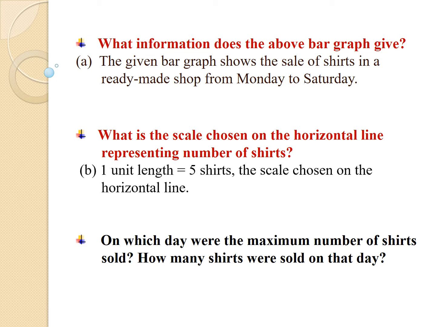Question C. On which day were the maximum number of shirts sold? How many shirts were sold on that day? The bar of Saturday is the tallest. So on Saturday, the maximum number of shirts were sold. 60 shirts were sold on that day as the height of the bar on Saturday touches the 60 mark.